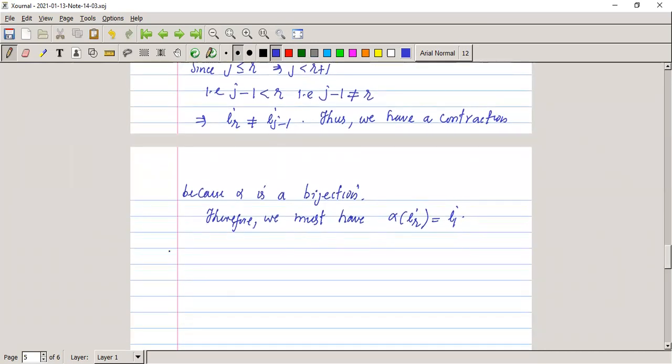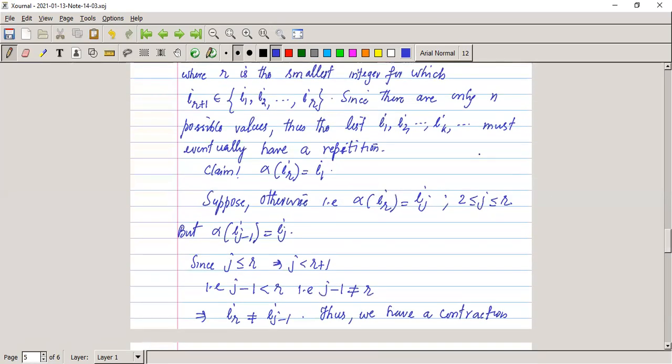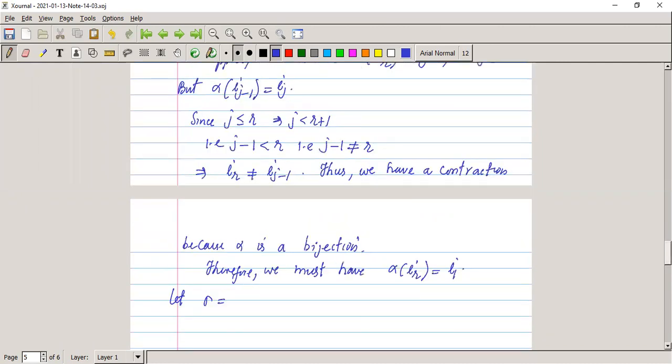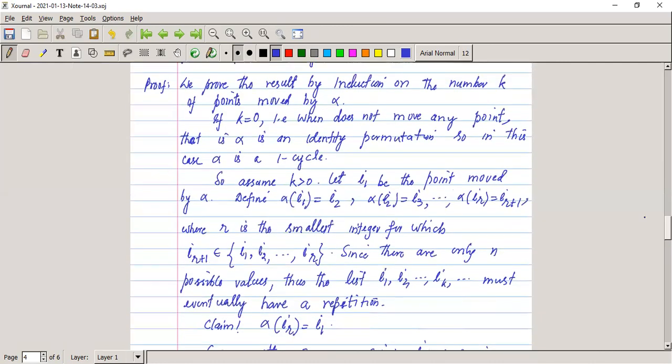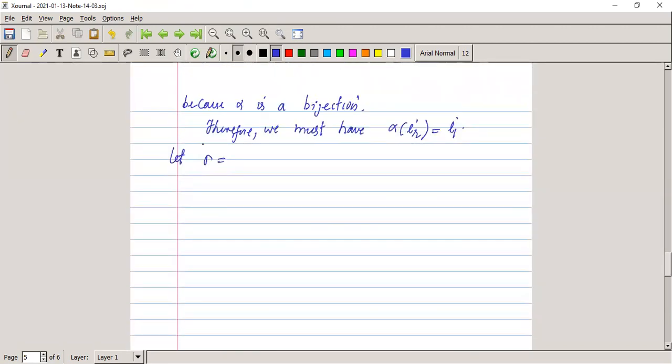Now let sigma be a cycle. Since we had defined alpha of I1 is equal to I2, alpha of I2 equal to I3, alpha of IR equal to IR plus 1, and now we are proving that alpha of IR is equal to I1, we will write sigma in the form of a cycle I1, I2, I3, and so on up to IR.